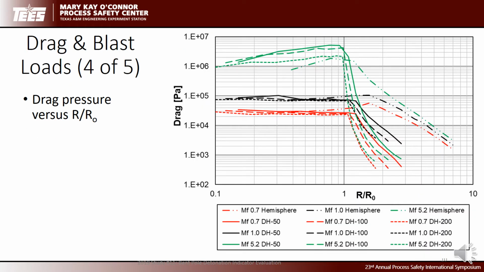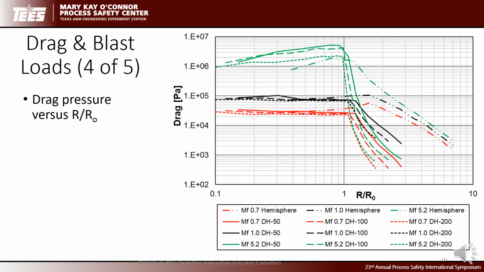In terms of the drag history, first we'll look at the peak drag pressure in Pascal, so not in dimensionless terms, and the next slide would be dimensionless terms, as a function first of cloud position divided by cloud radius, so not in dimensional terms. We'll look at that again on the next slide. So in the green, we have the Mach 5.2.